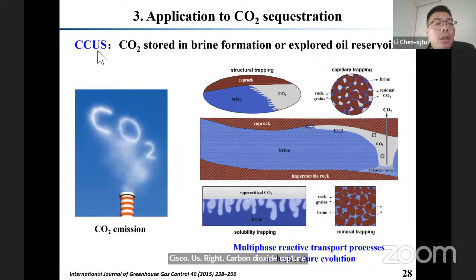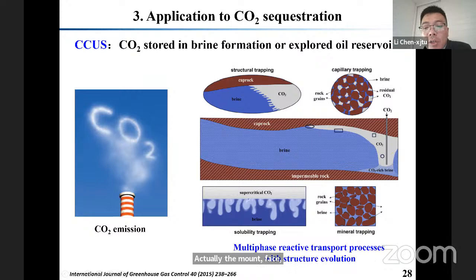So that means we try to store the carbon dioxide in brine formations or in exploited oil reservoirs. This is a schematic of carbon dioxide sequestration in brine. From this paper, you can find that for carbon dioxide sequestration in the brine formation, the process is very complex. Actually, it is a multi-phase reactive transport process with structure evolution.